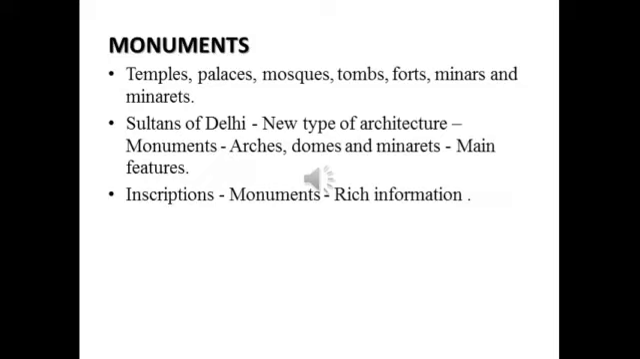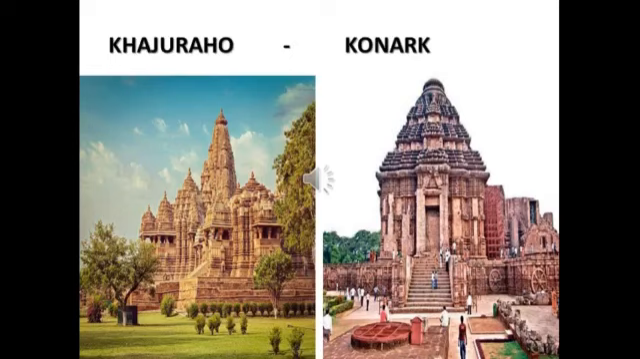The inscriptions in these monuments contain rich information which can be used to construct history. The medieval Khajuraho monuments in Madhya Pradesh, the Sun Temple at Konark in Odisha, and the Dilwara temples at Mount Abu, Rajasthan, provide us a lot of information about North India.